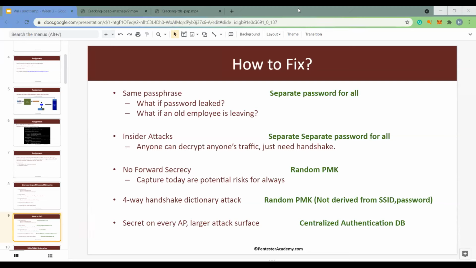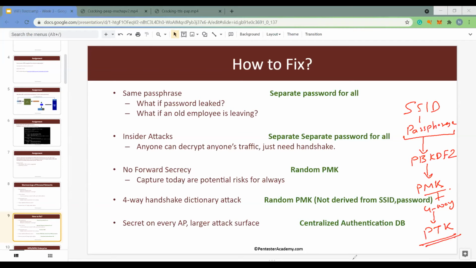So if I just enable the drawing here, yeah. Here you have your SSID, and then you have your passphrase. You take both of these, you put them into a password-based key derivation function 2, and then this gives you the PMK. And then you use PMK plus the four-way handshake to generate the PTK, which will then eventually be used for all the encryption and all the verification, right?